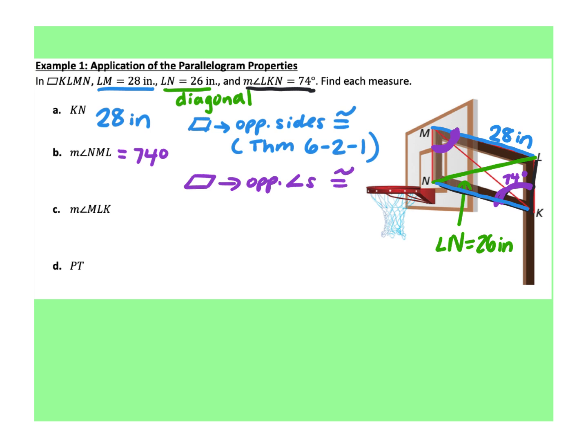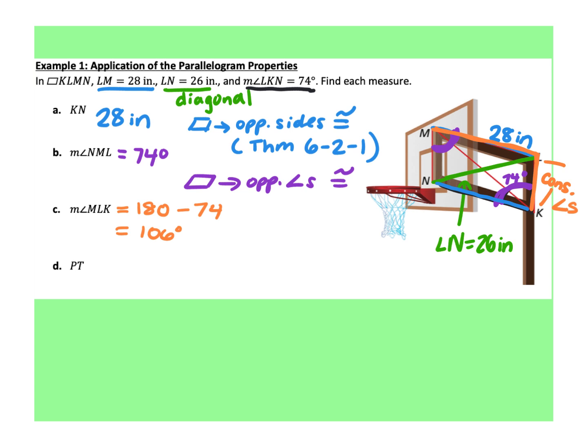Let's move now to angle MLK. So angle MLK is not opposite the 74. It's right next to the 74. These two angles right here are consecutive. And we know that consecutive angles of a parallelogram are supplementary. So the measure of MLK is just going to be 180 minus 74, which is 106 degrees.